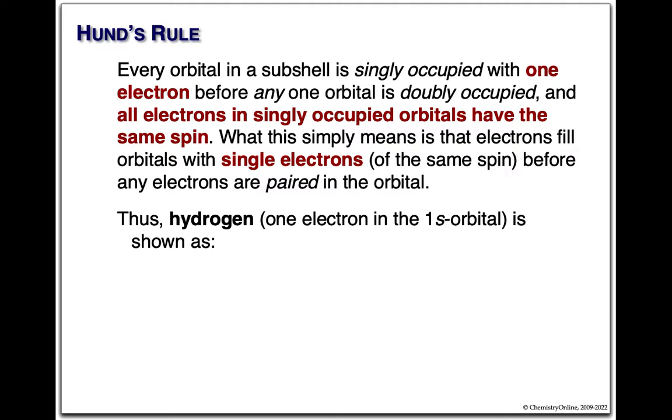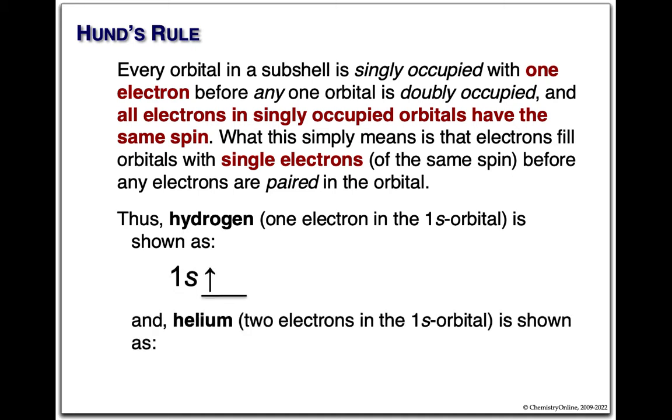Let's show this configuration with arrows. For hydrogen, 1s orbital, right there, 1 electron. It's going to go in, and it's going to be up. We get over to helium, we have 2 electrons, also in the 1s orbital. One is going to be up, and one is down. 1s1 and 1s2. Any questions?